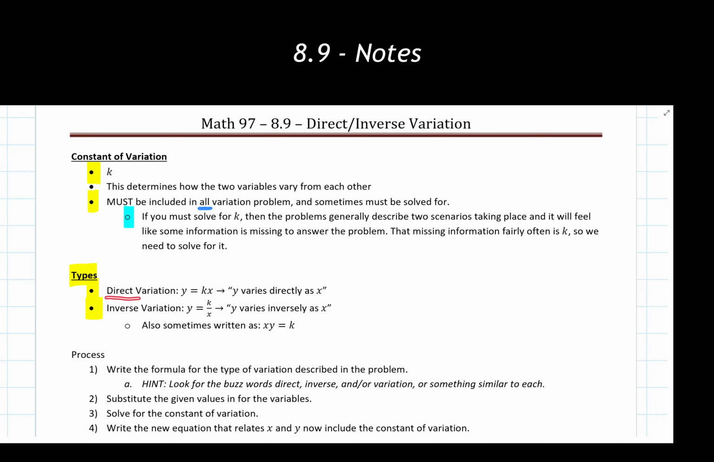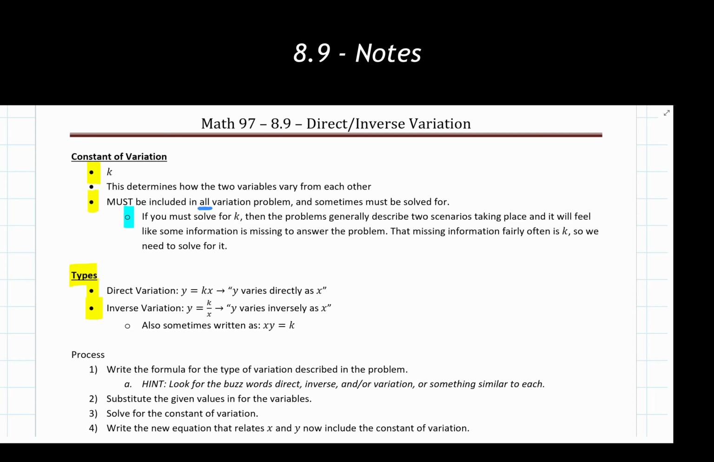So we have direct variation, which is written in this form here, y equals kx. And this is commonly written or typed out as y varies directly as x. There are some slight variations you can and will see with this. We'll go through those here shortly.